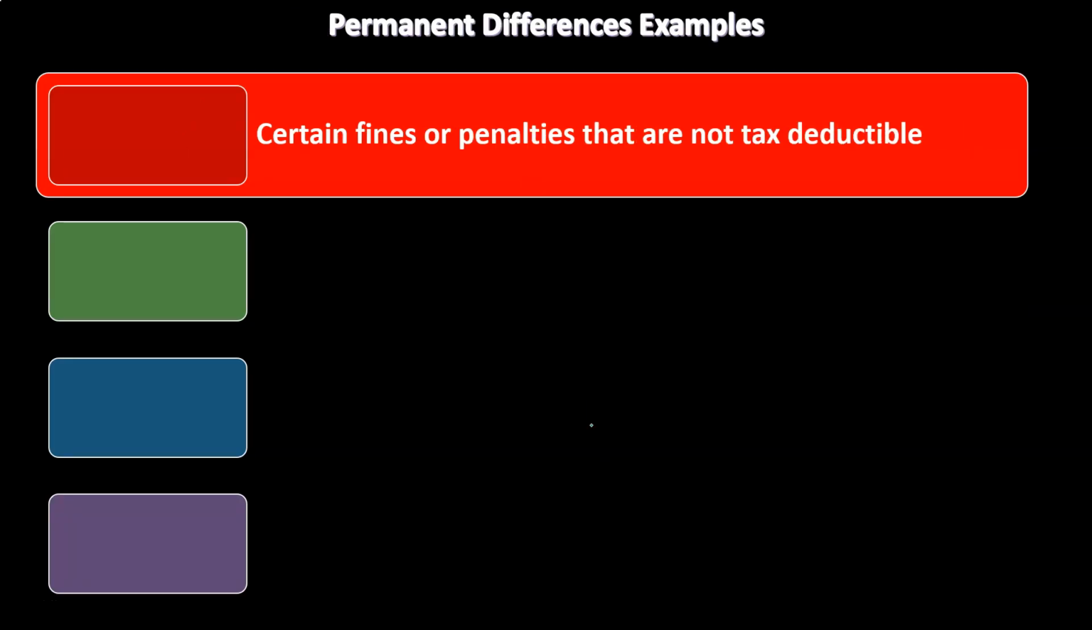Permanent differences examples. So here are some examples of permanent differences. Certain fines or penalties that are not tax deductible. So if something is on the books, there's a fine or penalty, it's part of a business expense, it might be deductible for business purposes, but may not be deductible for taxes. It's not going to change. That's not going to reverse out. So it's going to be a permanent difference.